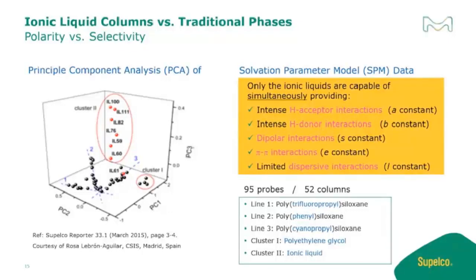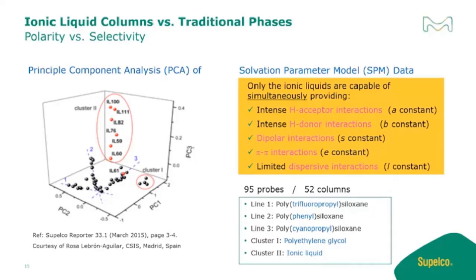So what makes these ionic liquid phases so unique? Primarily, it has a very unique selectivity, and they are the only phases capable of performing all 5 of the interaction mechanisms at a single time.